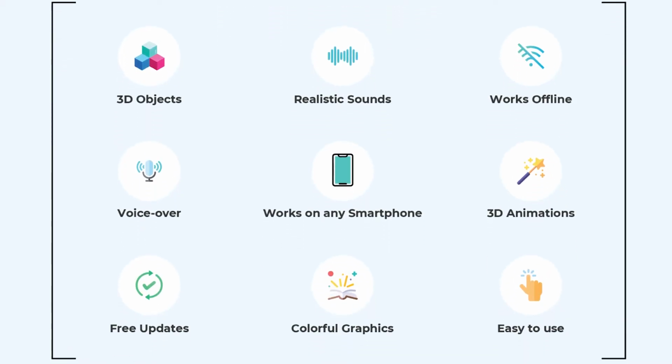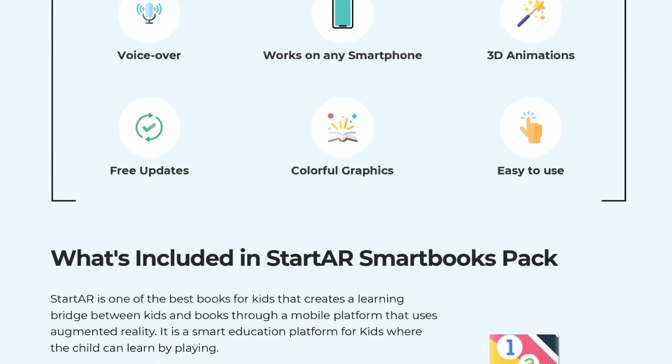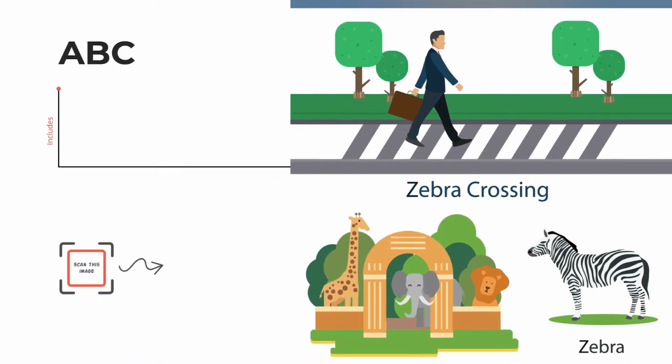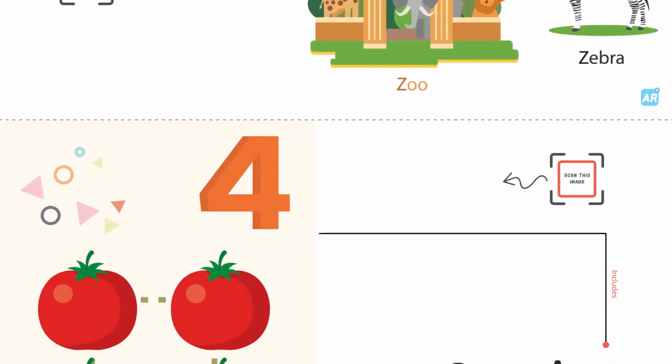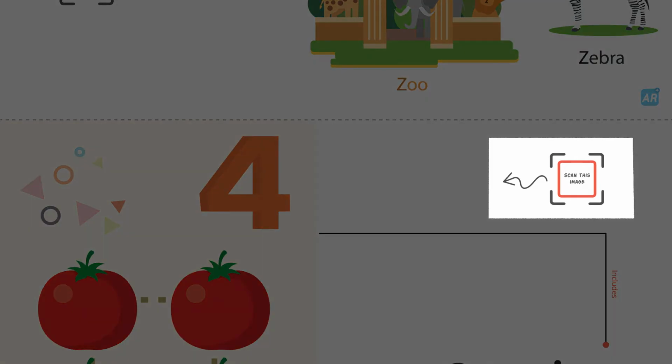This ebook has all the details and features listed about the StartAR app. Now you need to scan the pages and see how it works. Look for the scan this image sign on the pages. Only the pages having this sign will appear in 3D.